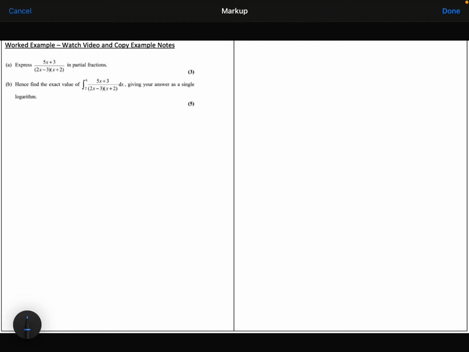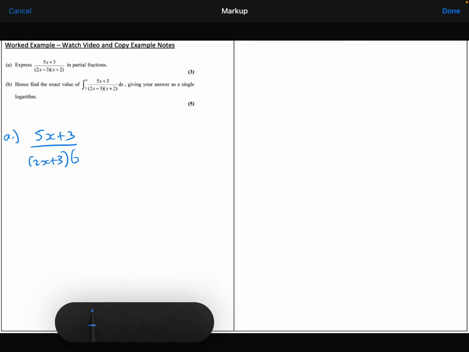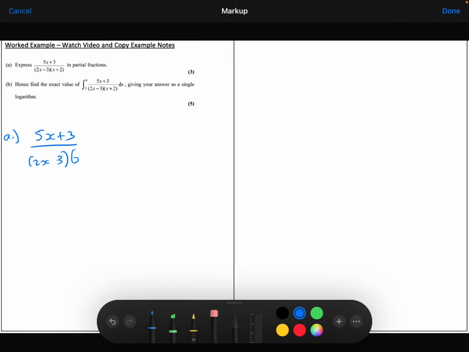Part A. Express (5x + 3)/((2x - 3)(x + 2)) in partial fractions. So let me write this out first of all. I'm going to make that equal to A/(2x - 3) + B/(x + 2). These are my partial fractions. I need to now work out what A and B will be.